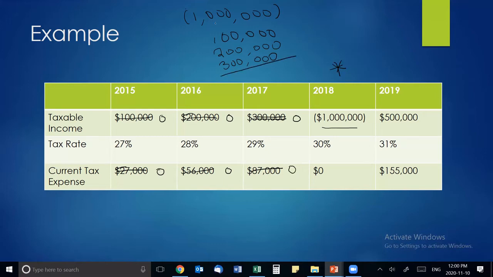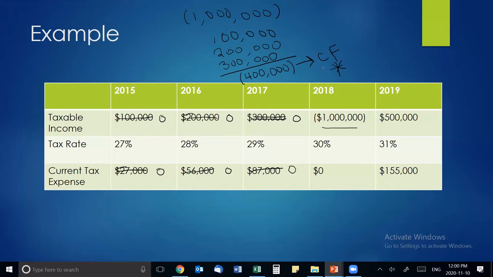So we've just carried back as much as we could of our loss. We had $1 million, and we carried back 100,000, 200,000, 300,000. So we've carried back 600,000, which means we have a loss of 400,000 that we can carry forward. Right now we're in 2018, so we don't know what's going to happen in 2019 yet, so let's just ignore 2019 because we're not sure. We know that we have 400,000 of a loss left over that we can carry forward for the next 20 years.